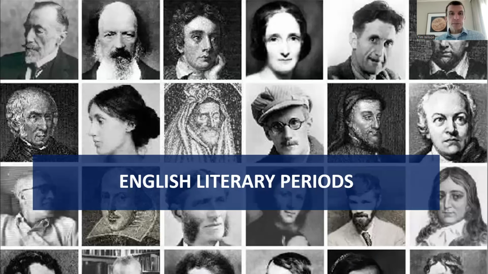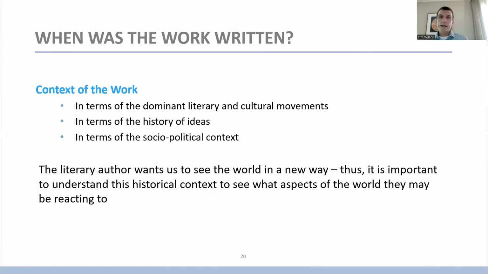So, English literary periods. I'm going to go through this quickly. When we start to study a work, we need to ask ourselves first off, when was the work written? This helps us to understand the dominant literary and cultural movements at the time, the context of the work. It helps us to understand where the work is situated in the history of ideas, in terms of the socio-political context. If the author wants us to understand the world in a new way, it helps us to understand that against which the author is reacting.